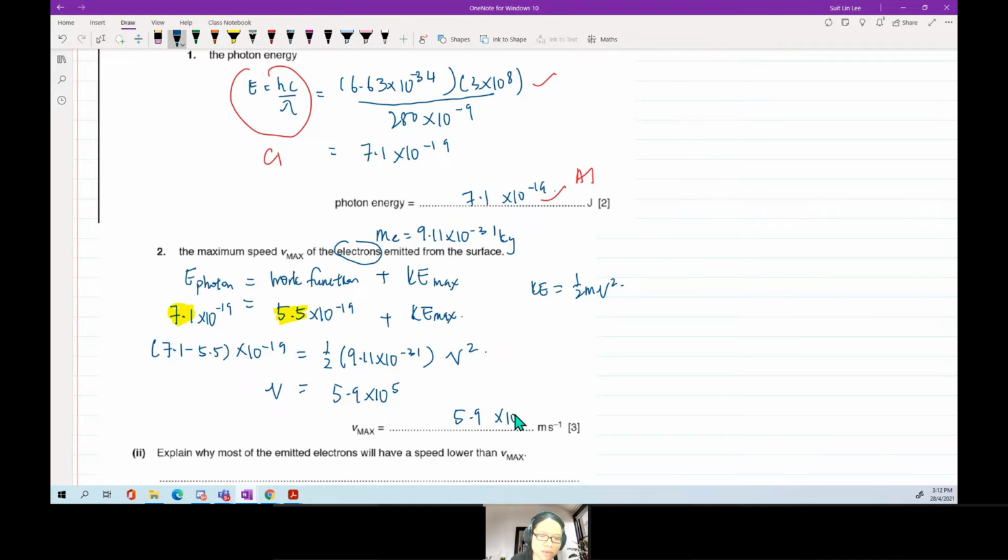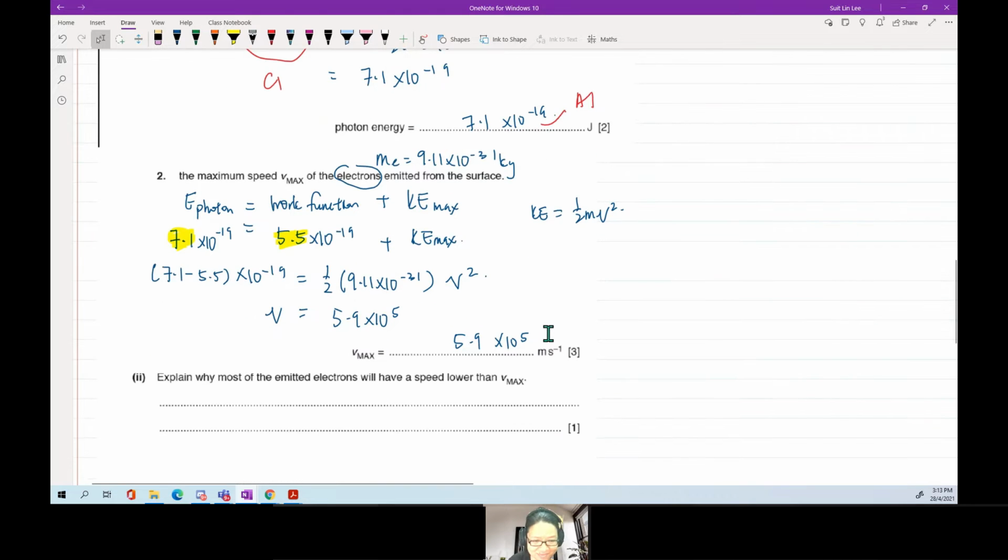Please always think about, does this number make sense? Okay, it makes sense because it's very fast. But if it's faster than the speed of light, then it's wrong. You didn't convert something. Or if it's too slow, like 59 meter per second, cannot lah. All right, explain why most of the emitted electrons have lower speed than Vmax. Well, this is because some electrons are below the metal surface.